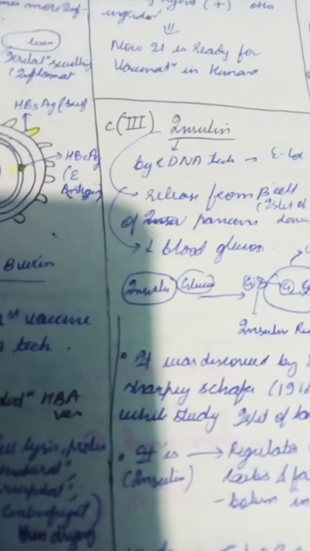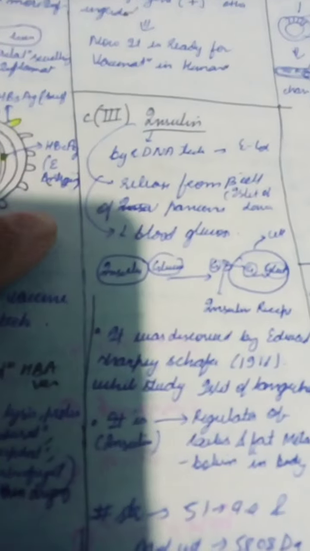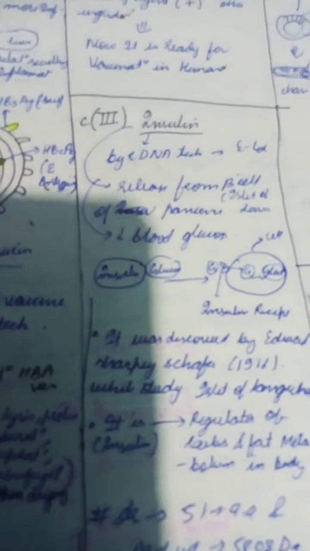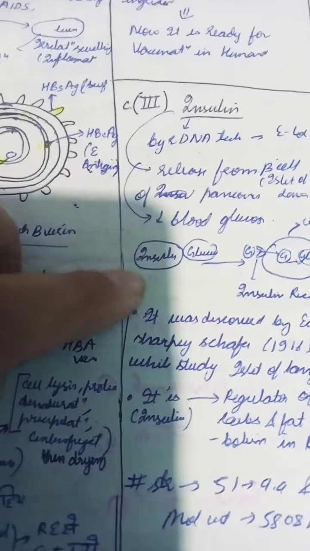Application of DNA technology and genetic engineering is insulin production. Basically, it is insulin about which we will write. It is released from the beta cells, islet of Langerhans. It basically decreases the blood glucose level.